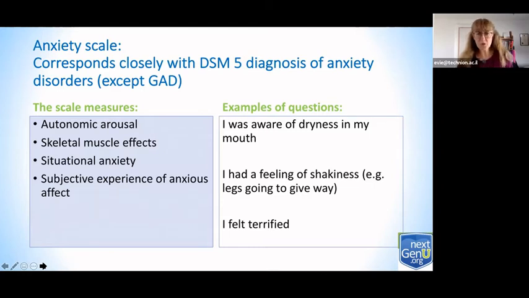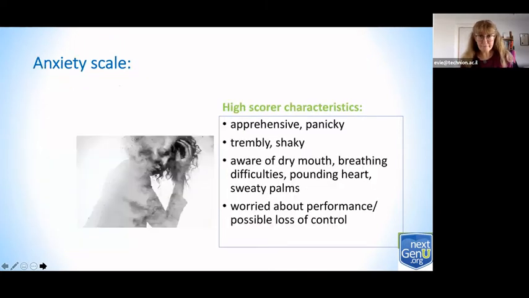So examples of questions are, I was aware of dryness in my mouth. I had a feeling of shakiness, or my legs were going to give way. I felt terrified. And characteristics of people with higher score on the anxiety scale are that they're feeling apprehensive and panicky, they're trembly and shaky, they're aware of having a dry mouth, breathing difficulties, pounding heart, and maybe sweaty palms, and they feel very worried about performance and possible loss of control.